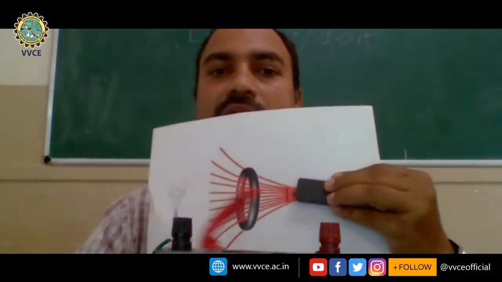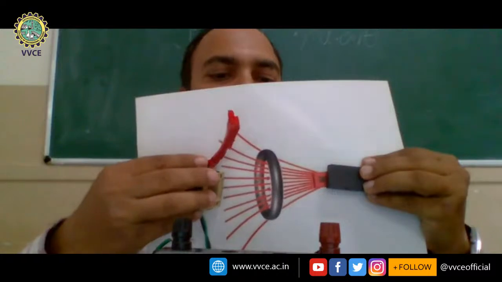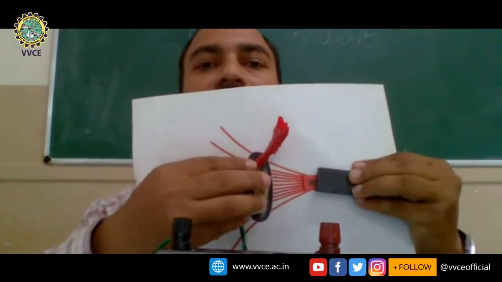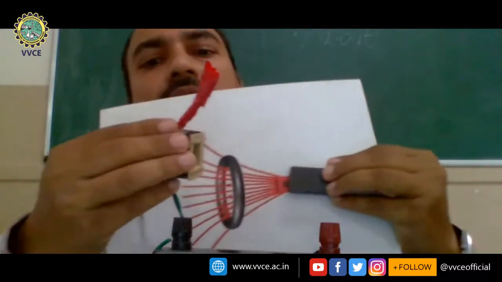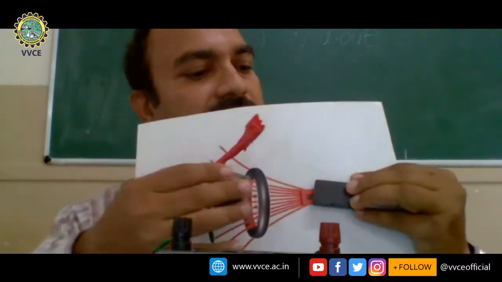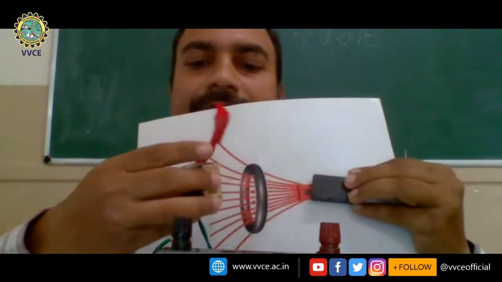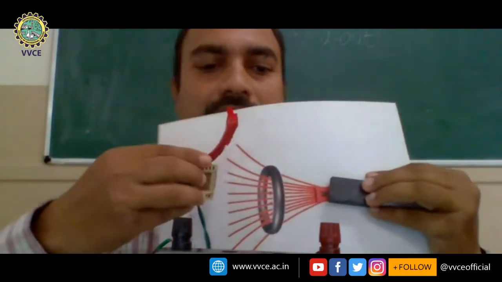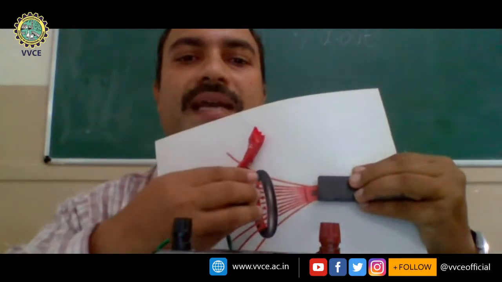Now, when you move the coil from a farther distance to a nearer distance, you can see the magnetic field lines. When you keep the coil somewhere, the coil is completely immersed, bathed in the magnetic field lines of the magnet. Magnetic field lines are hitting the coil. When we move the coil towards the magnet, what happens?